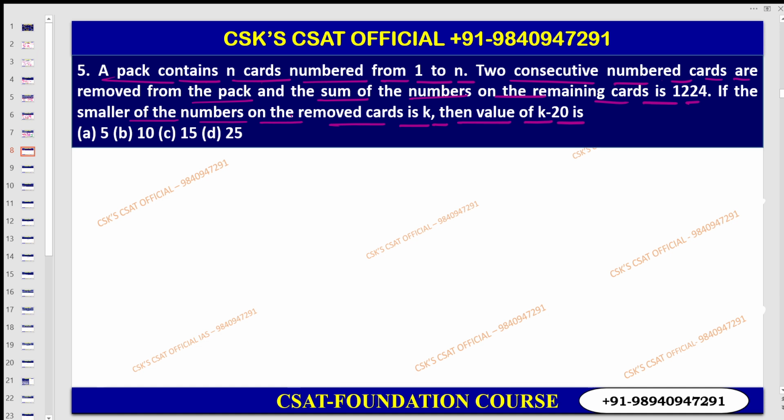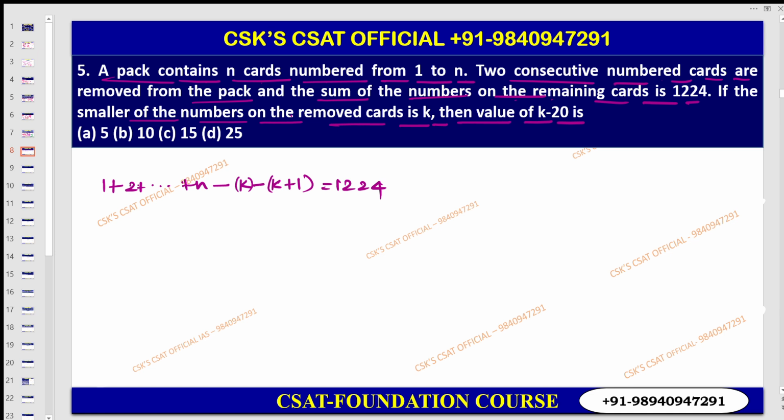A pack contains n cards. Okay, no problem. 2 cards you removed. See, one is k. Consecutive card means what? One is k means the next one is going to be k plus 1. So therefore, the sum of the numbers on the remaining cards: 1 plus 2 plus etc. plus n, minus k, minus k plus 1. Understood? Which is equal to 124. Guys, understood this logic here?